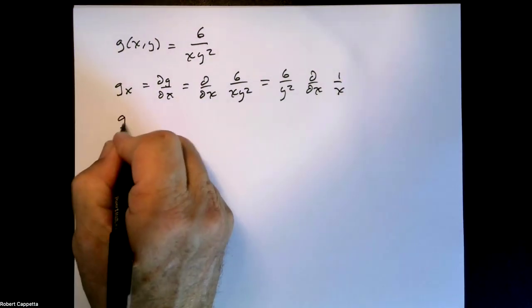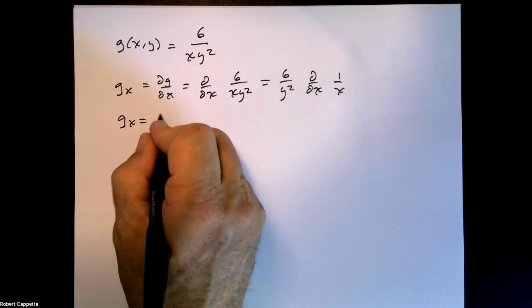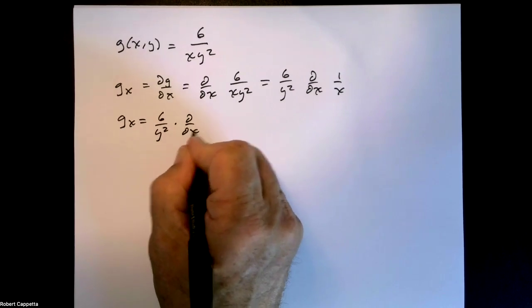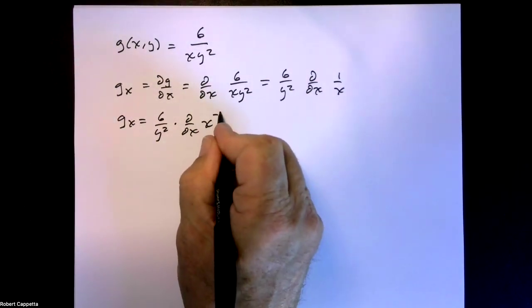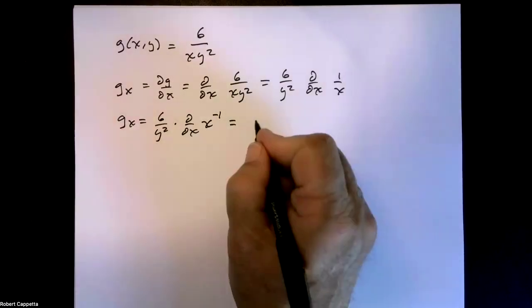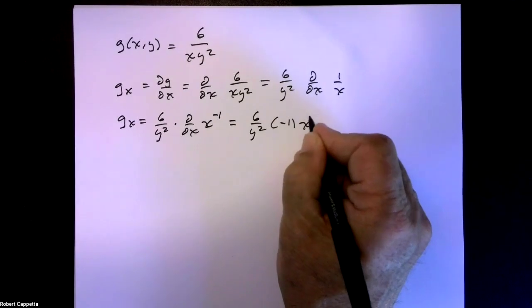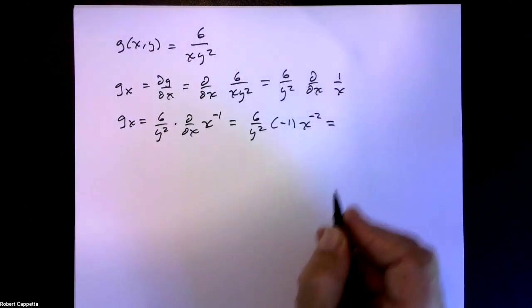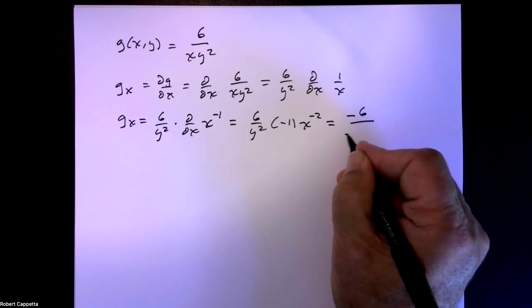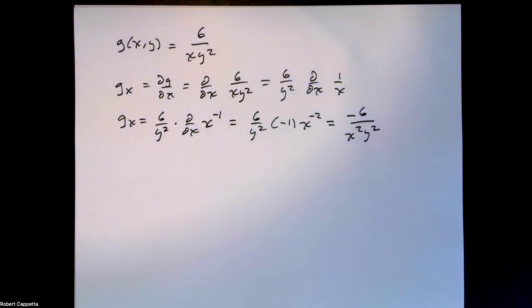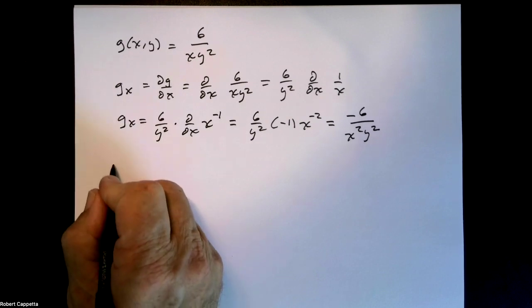So what do we get there? G sub x is 6 over y squared times the partial with respect to x of 1 over x, which is the same as x to the negative 1 power, which will give me 6 over y squared times negative 1 x to the negative 2, which finishes me at negative 6 over x squared y squared for my g sub x, my partial derivative of g with respect to x. Now, how about the partial derivative of g with respect to y?